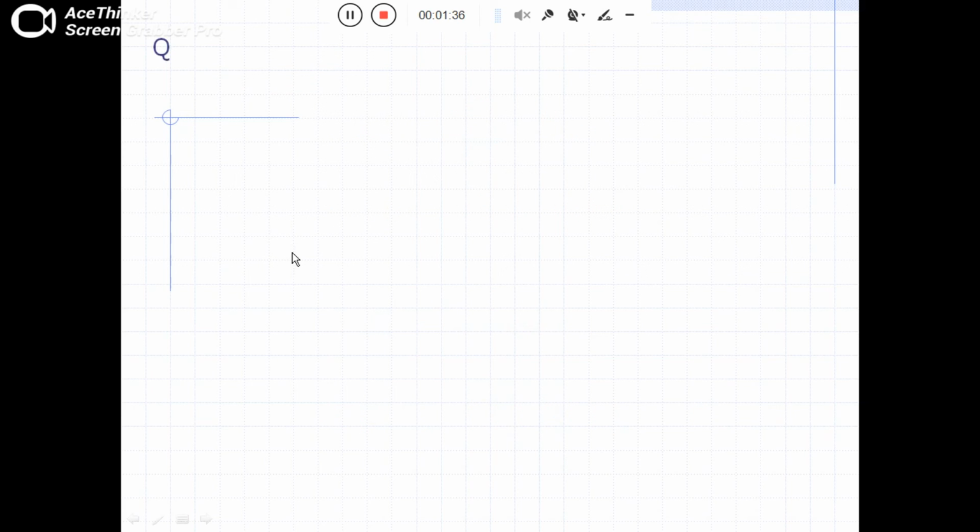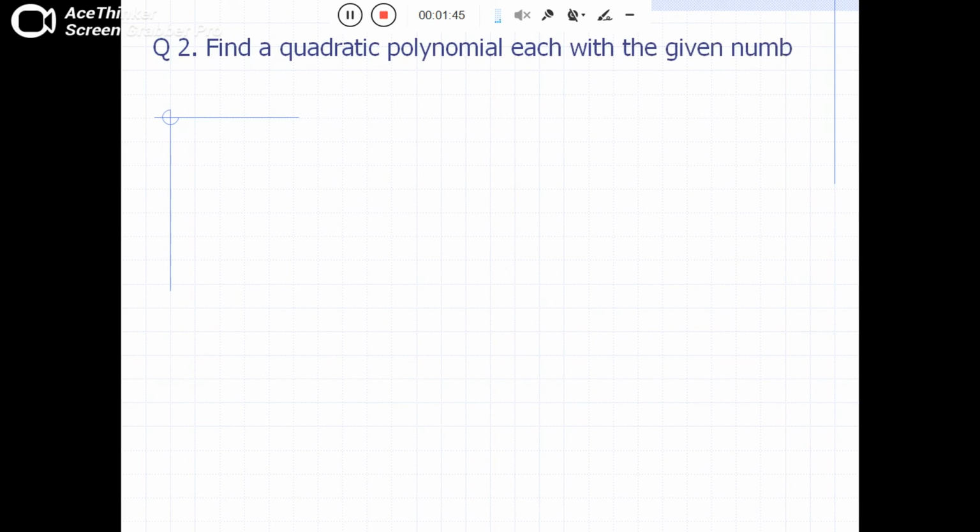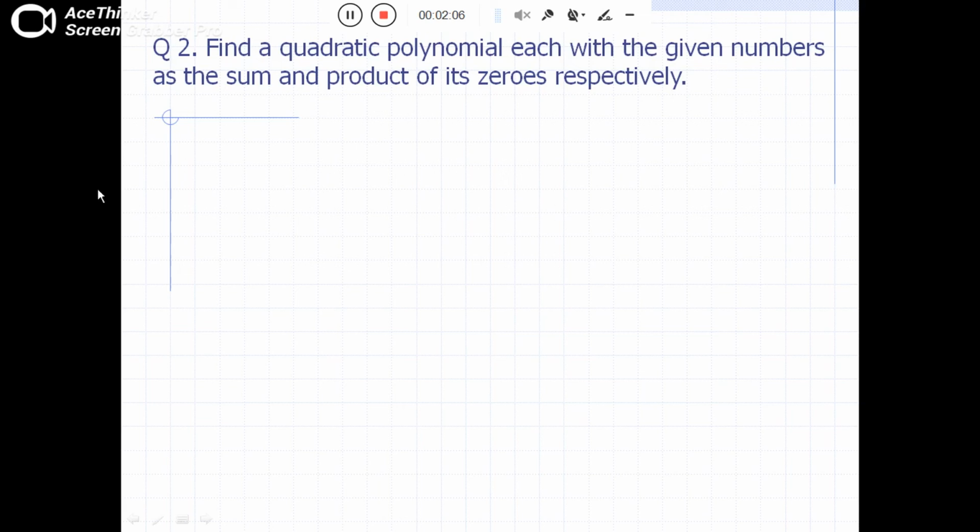Okay, let us see the second sum of this exercise. Find a quadratic polynomial each with the given number as the sum and the product of its zeros respectively. Sum of zeros means alpha plus beta, and product of zeros means alpha into beta, which will be given here in this question. So let us take the first part of it.